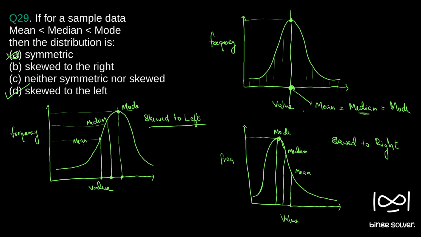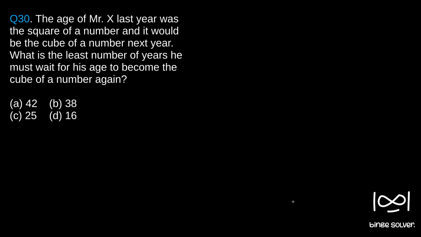Anyway, if you want to study this, this is the concept. So the solution to question 29 is D, skewed to left. Next question, question 30. The age of Mr. X last year was the square of a number, and it would be the cube of a number next year. What is the least number of years he must wait for his age to become the cube of a number again?